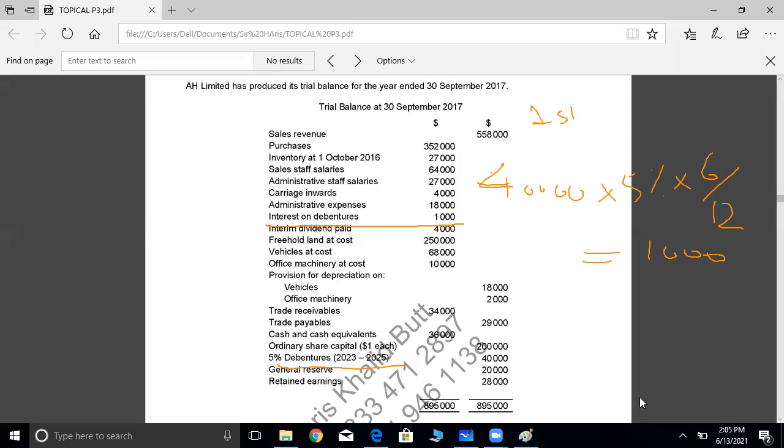Why, sir, does it not become 2,000? Because we are charging interest from 1st April to 30th September, so that becomes 6 months. 40,000 into 5% into 6/12: April, May, June, July, August, and September. So have you faced any problem in this? If there is any issue, tell me. Have you understood?